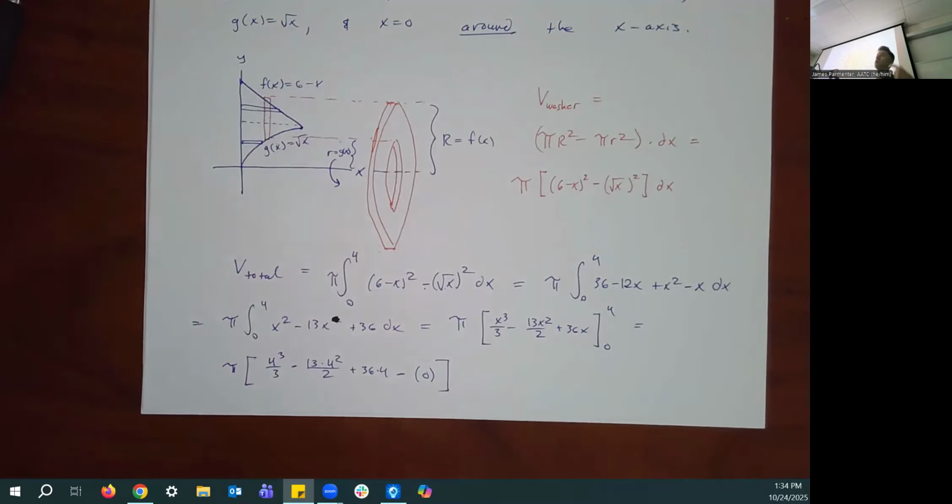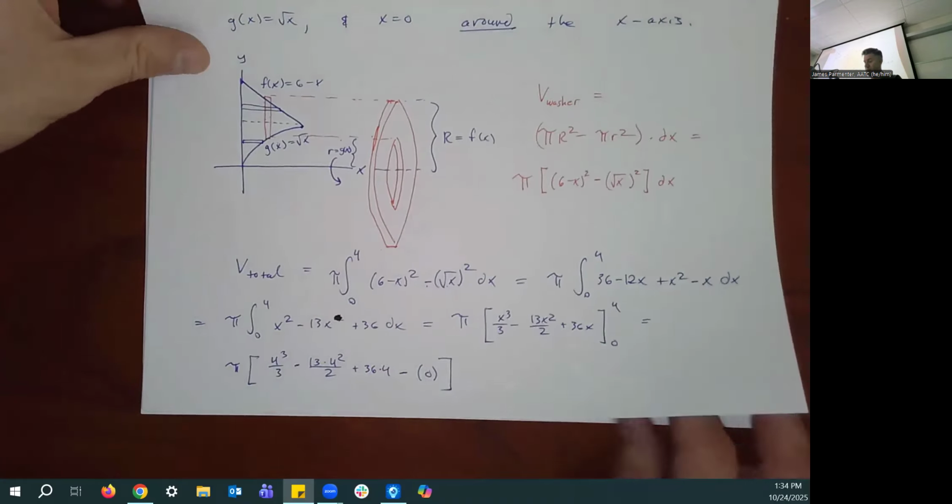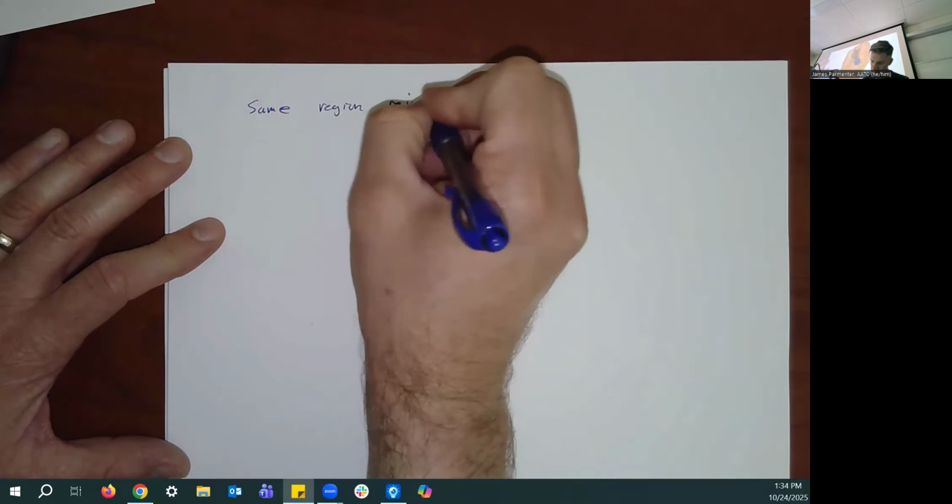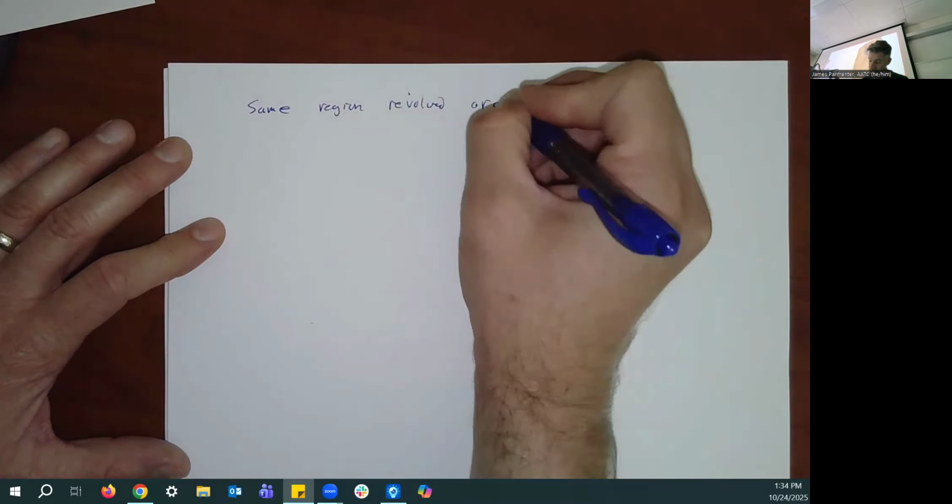So let's do it. We're just going to set it up, though. We're not going to evaluate it because it's enough work to set it up. There is a silver lining, though. So same region revolved around the x-axis, the y-axis, apologies.